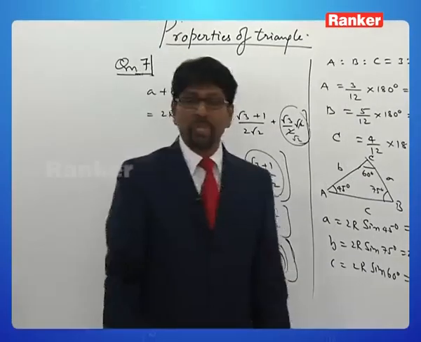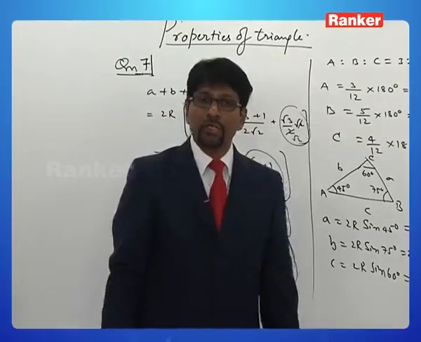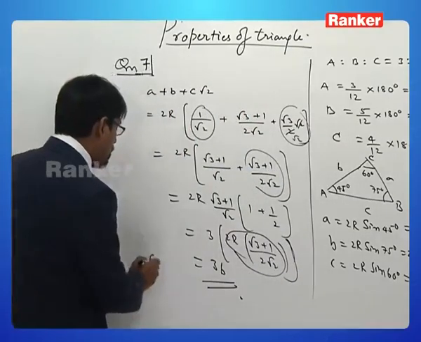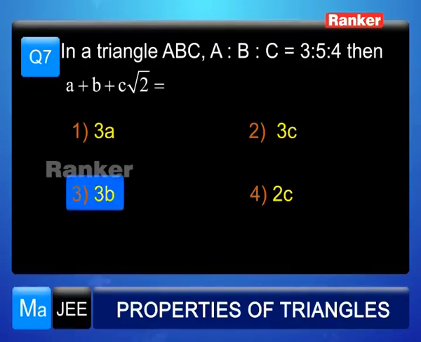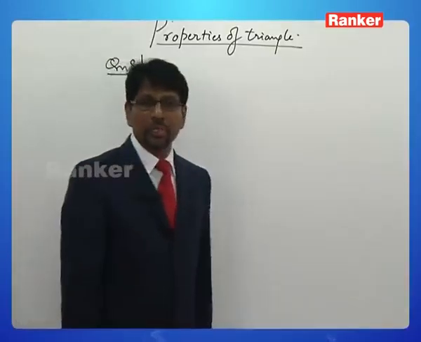So what is that? A plus b plus c root 2 turning out to be 3b, and that's clearly appearing in the options. Option 3 is the right answer. Option 3 is the right answer. Let's move on to the next question.